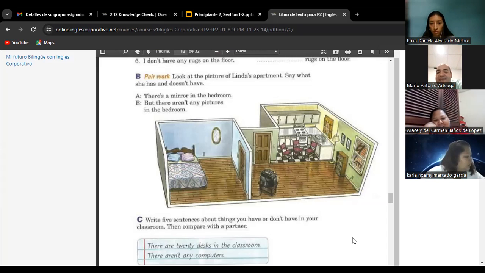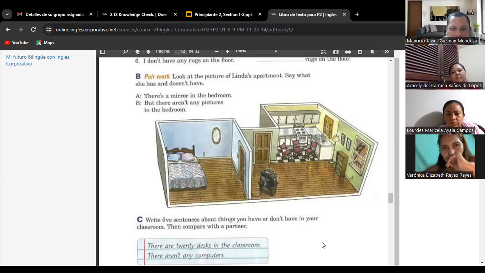Okay. Carla, in the bedroom. There is a mirror in the bedroom. Excellent. Lourdes, bedroom. There is a picture in the bedroom. There is a mirror. They already said the mirror. Yes, there is.